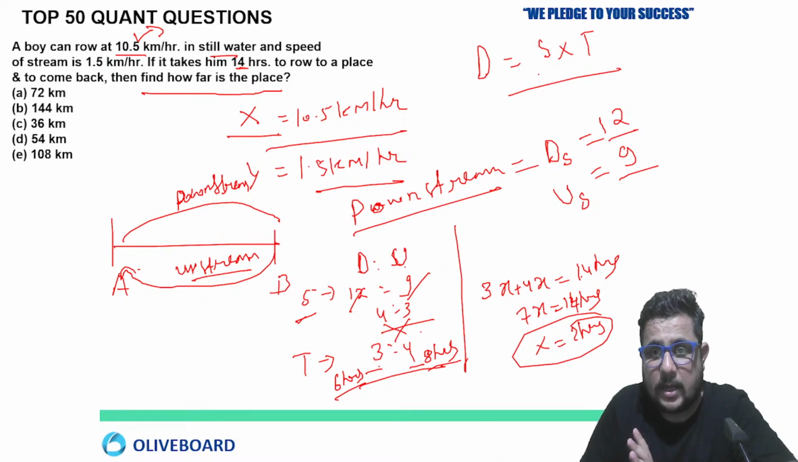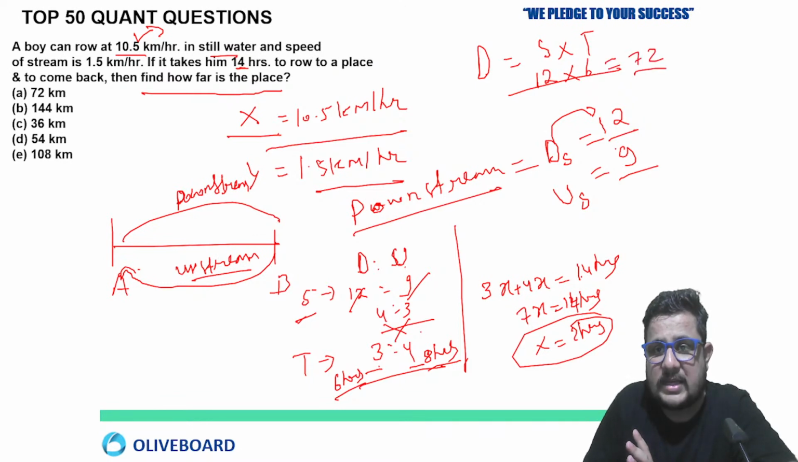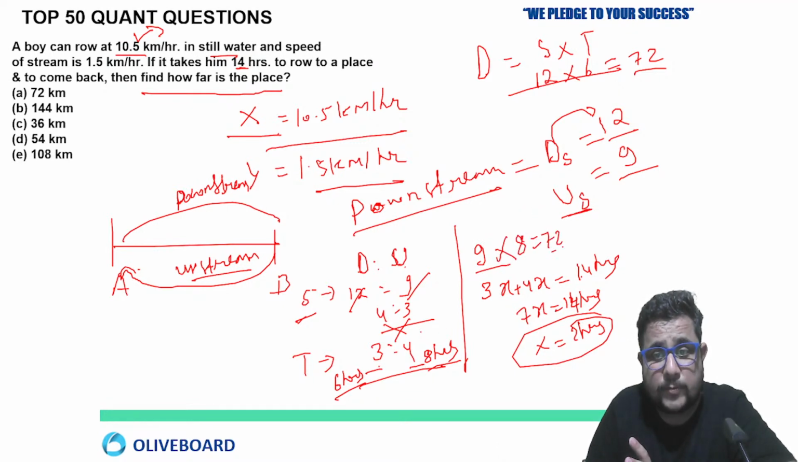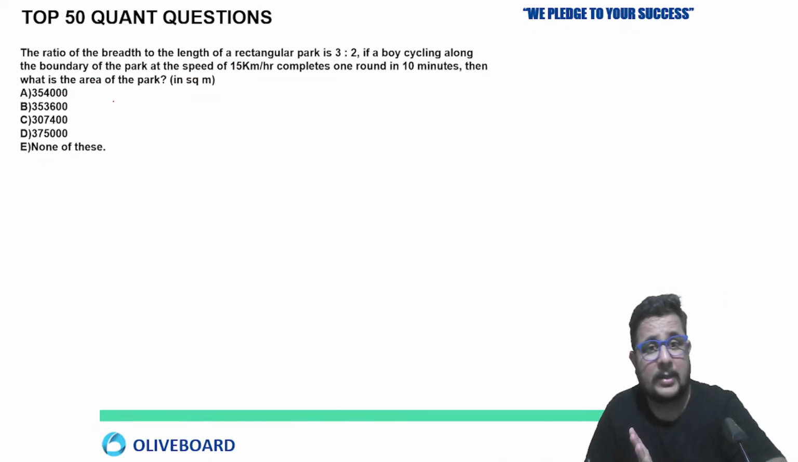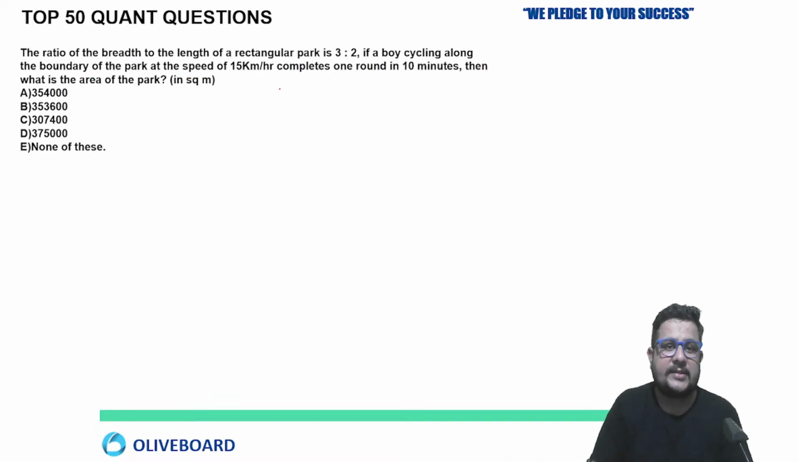If you want to calculate with respect to the downstream, then consider 12 and multiply by the time taken by him in downstream, 6 hours. If you want to calculate in upstream, then take 9 as the speed and multiply by the time taken in upstream, 8. That is going to be 72. So the answer is 72 kilometers. Hope it is clear. And this is the easiest way: just take the ratio and it can even be solved verbally.